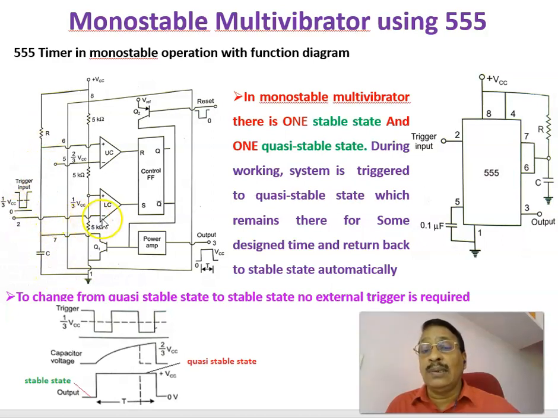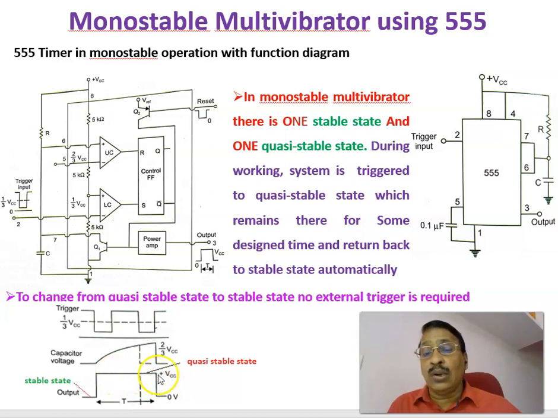This is the triggering pulse that is given to pin number 2, and this is the transistor which is connected internally. It is an internal transistor, and actually that is across this capacitor. When the transistor is on, it will be shorting this capacitor, and the capacitor voltage will become 0. Therefore, this is the internal block diagram, called the functional block diagram of the 555 circuit, connected for monostable multivibrator operation. And in this case, to change from this is called quasi-stable state.